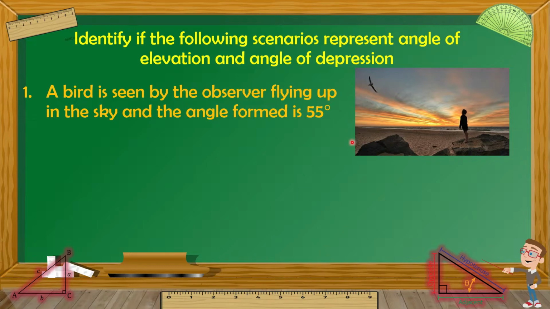Okay? So yung answer natin dito is angle of elevation. Kasi yung observer natin, ito, di ba? Ito siya. Tapos nakatingin siya dito sa ibon, sa taas. So yung line of sight natin pataas, di ba? And obviously that is angle of elevation. Okay, horizontal line and nakatingin siya sa taas.